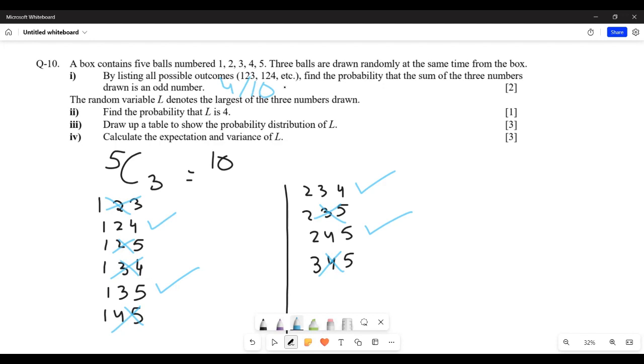Okay. The random variable L denotes the largest of the three numbers. Find the probability that the largest number is 4. Okay. So this is the case where the largest number is 4. This is the case where the largest number is 4. And this is the case where the largest number is 4. So it should be 3 by 10.